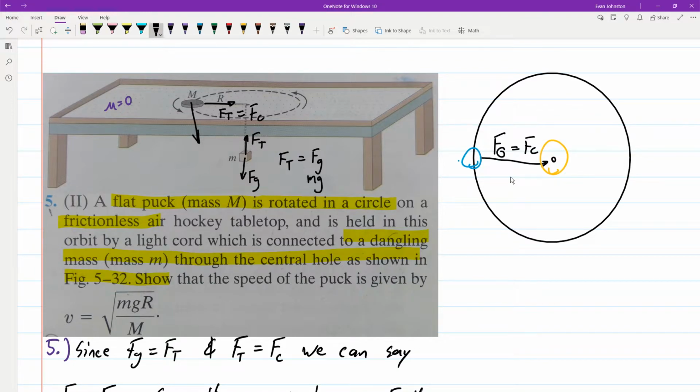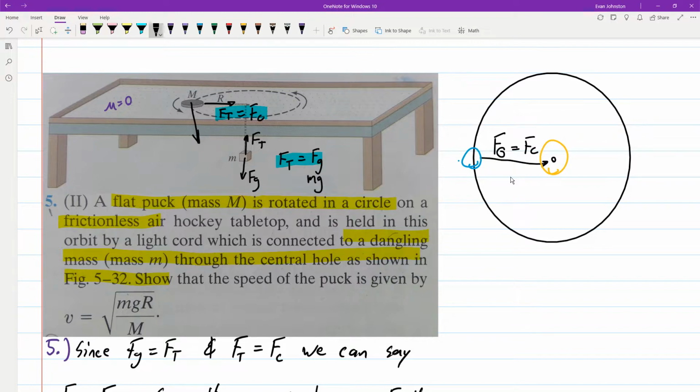In the case of this problem, tension is our center-seeking force. I want to do a little highlighting. Tension is the center-seeking force, but tension is also equal to the force of gravity. So if tension is equal to the centripetal force and tension is equal to gravity, I can set those two equal.